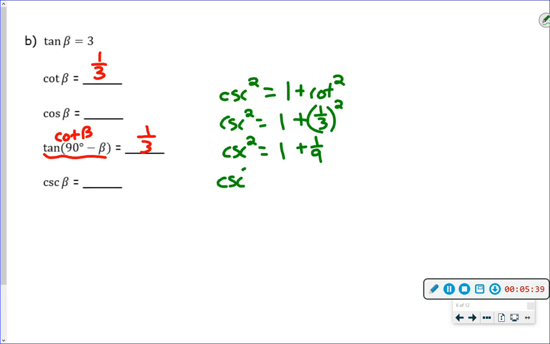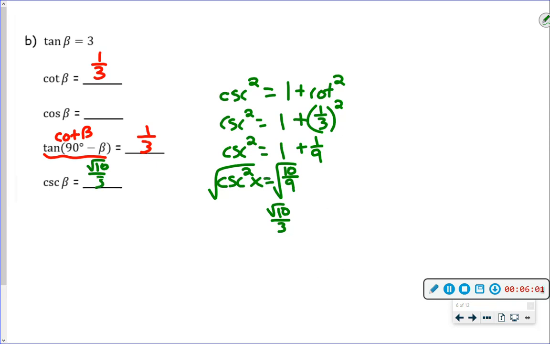I'm going to write it as an improper fraction. I just think it's a little easier. 1, of course, is equivalent to 9/9. 9/9 plus 1/9, and then I'm going to square root it. So I'm going to have the square root of 10 over the square root of 9. So we can go ahead and fill that in.